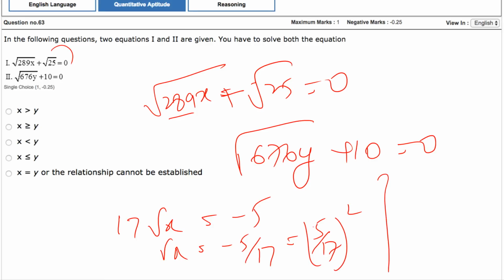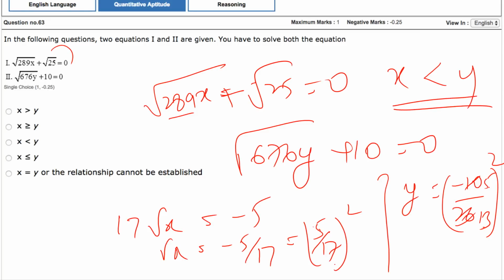And this one will be, y will be equal to minus 10 divided by 26, or this will be 5 by 13, which is root over y, right? So y will be this square, right? So now this is 5 divided by 13, this is 5 divided by 17, which will be greater? No brainer, y has to be greater than x.